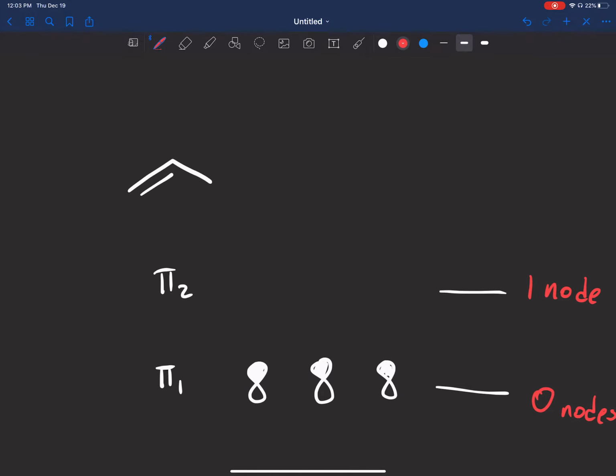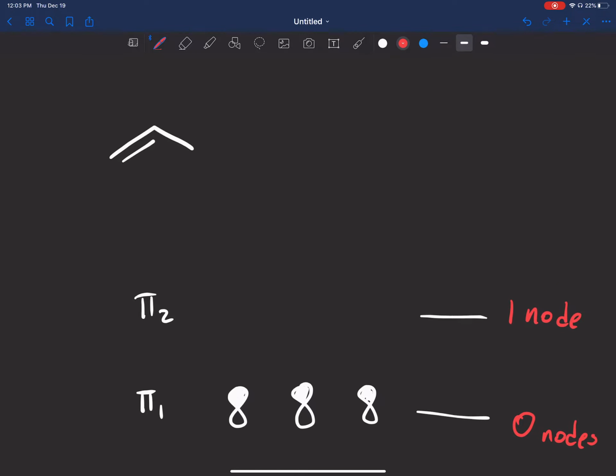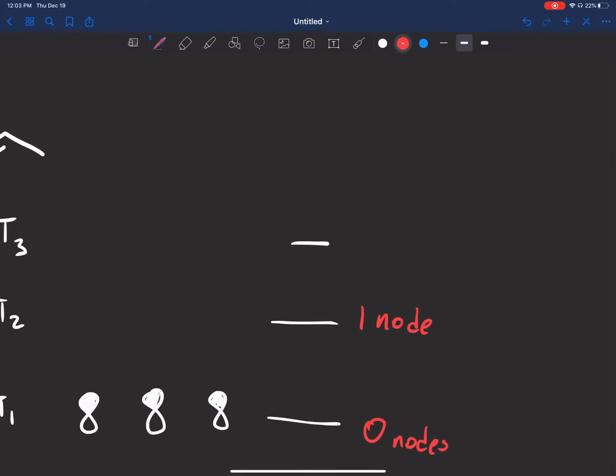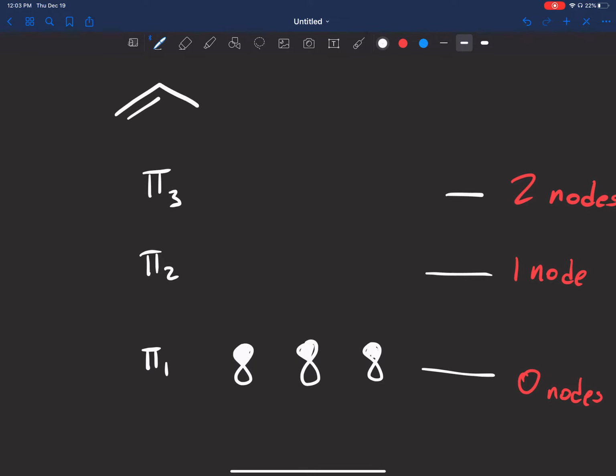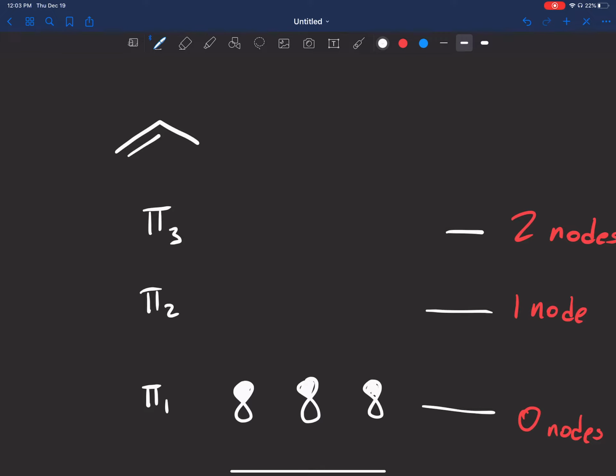And now remember, the maximum number of molecular orbitals we draw is always until we have a number of nodes that's 1 less than the number of p orbitals. We have 3 p orbitals. Subtract 1, we get 2. So we're going to go until we have 2 nodes, which is pi 3. So that's 2 nodes. And the highest energy one is always, again, the second easiest to draw, where nothing overlaps.